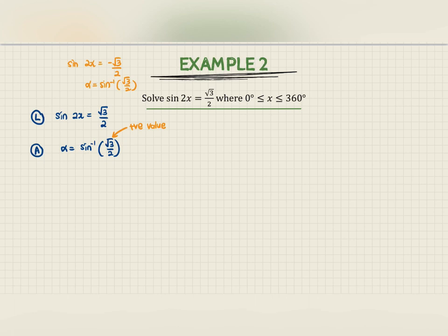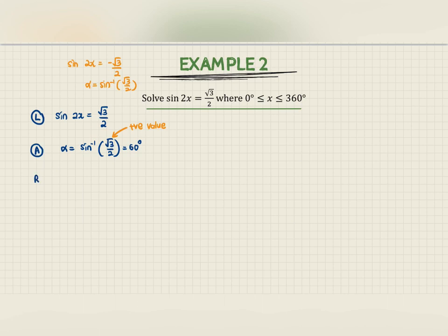Okay, so ini contohnya lah ya. Okay, next kita dapat berapa ya? So, shift sign kepada square root of 3 over 2. So, saya dapat 60 juga. So, this one will be 60 degree.